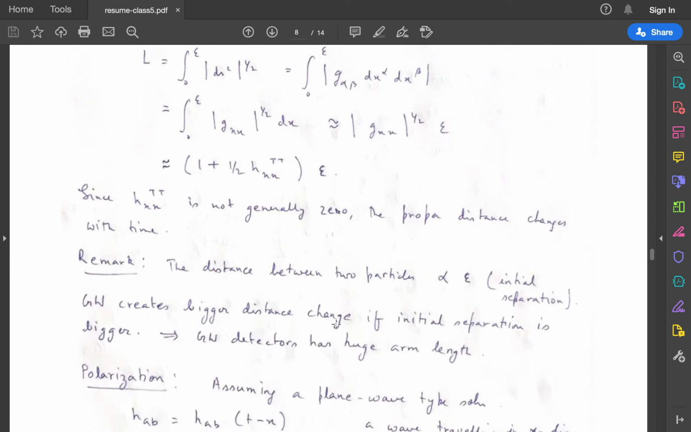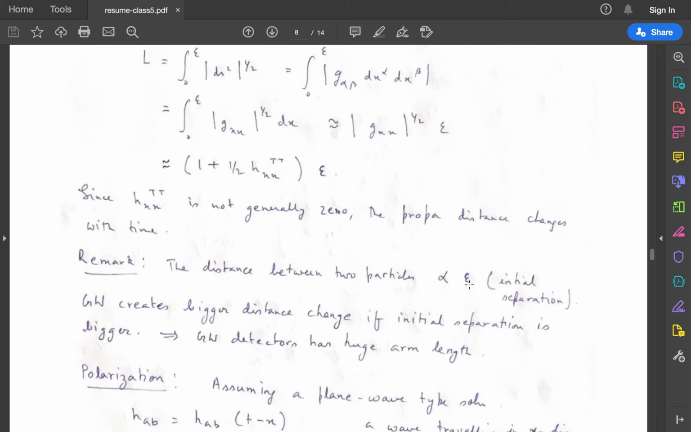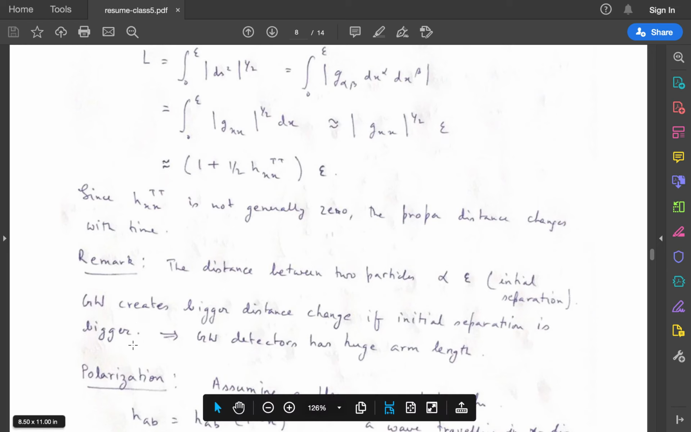Before going to that direction, we will make one more remark, that the distance between the two particles is proportional to epsilon. What is epsilon? You remember that epsilon is the initial separation. So a gravitational wave creates a bigger distance change if the initial separation is bigger, and therefore you remember that gravitational wave detectors have to have huge arm length.